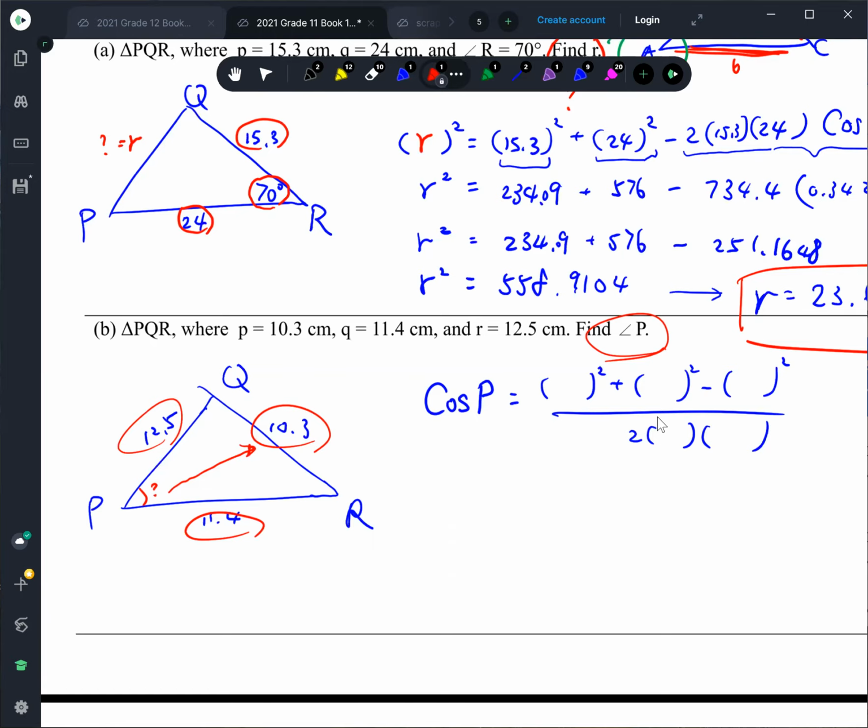The only number you need to worry about the location is the 10.3, okay? The other two sides, you can put anywhere. You just need to put the 10.3 at the right place.